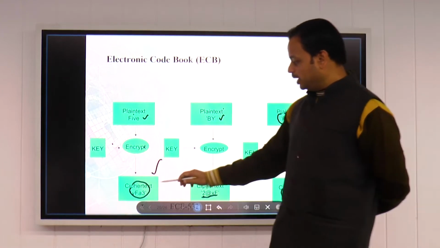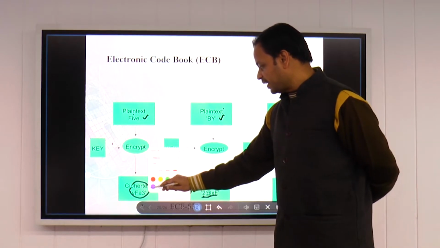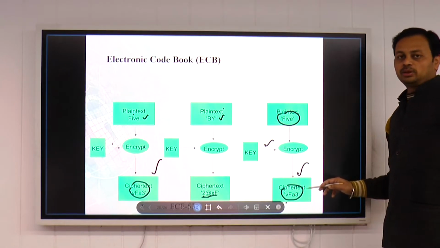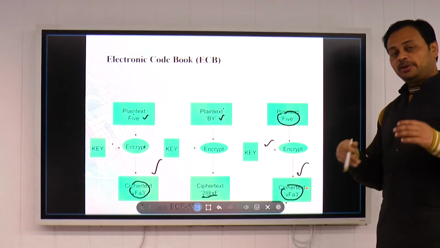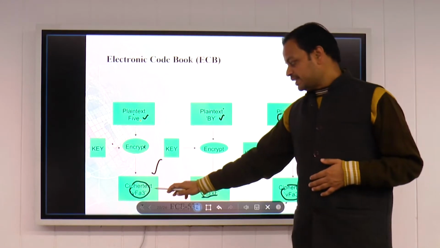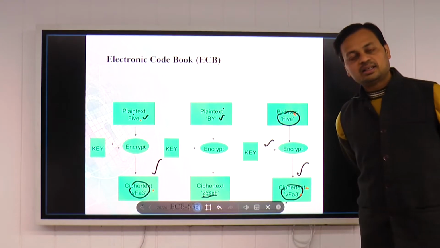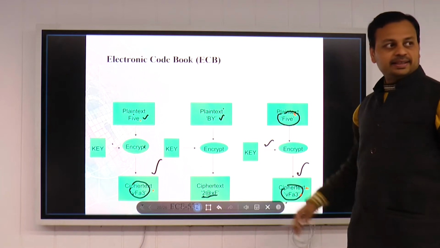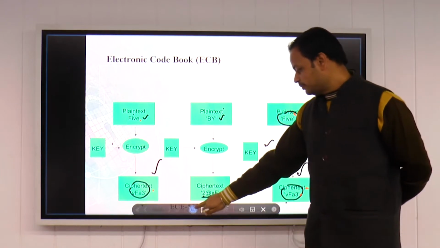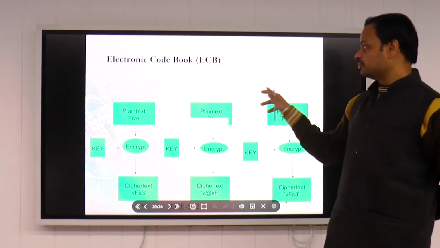If the hacker is able to decode this, then easily he can decode this also. So this is the problem of repeating text. If the same text repeats itself, then the ciphertext will be same. That is the problem with block ciphers. And this is the same problem which repeats in the electronic code book also. Now what is the solution?